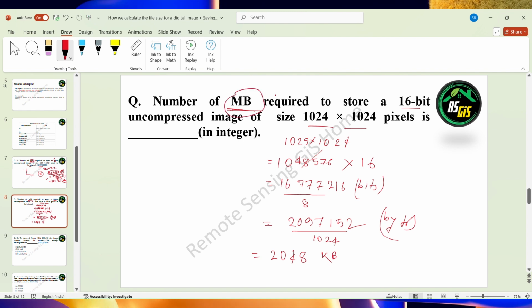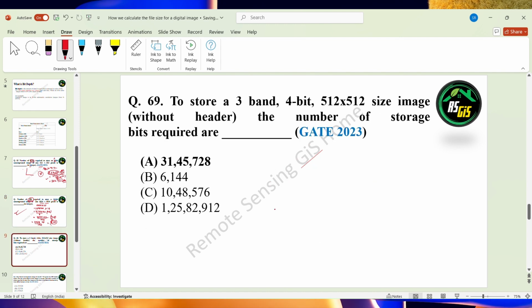But they need it in MB. So after KB, kilobytes, comes megabyte. So again we divide by 1024. So we get the value 2, and this is 2 MB. So the answer will be 2 MB. Okay, so you can calculate on your own to validate and write in the comment section whether your answer matches with mine or not. Okay, so let's take another example.